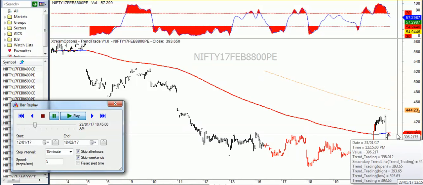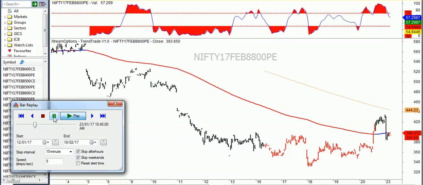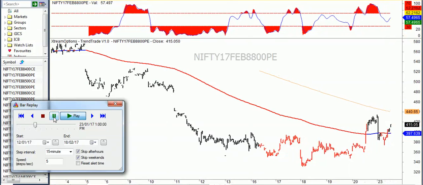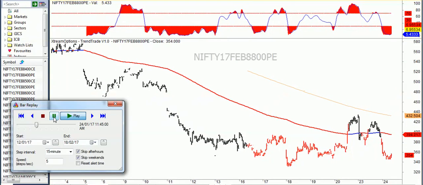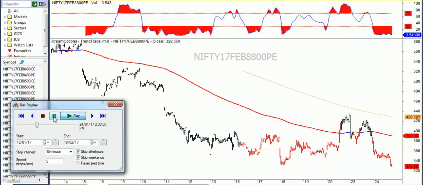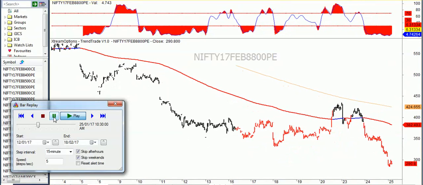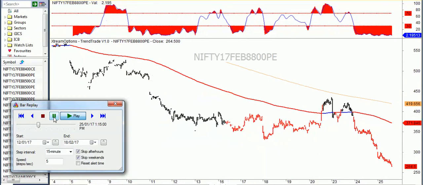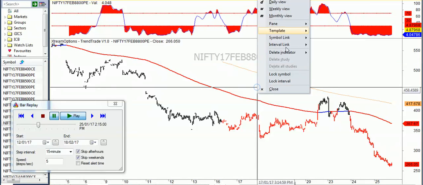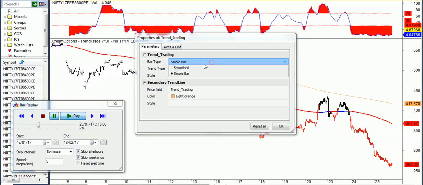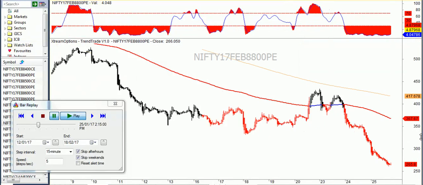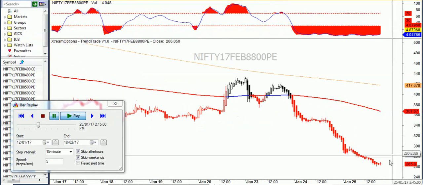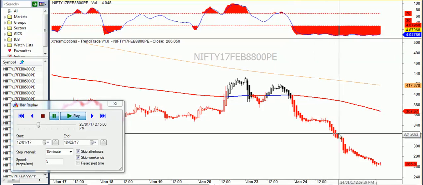So another 20% we add up here at 396, and we do nothing. And this is what happens. Price drops drastically and keeps going down. Now at this stage what we do is we change our chart from simple bar to smooth bars, right? So the smooth bar will indicate that the price trend is going down continuously.